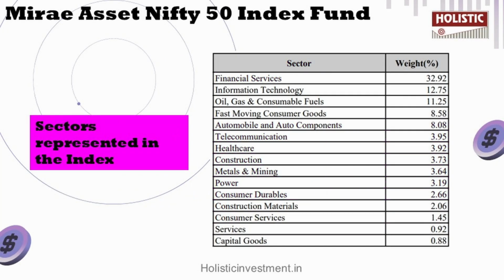Now let's take a look at the sectors this index represents. The sectors it represents are financial services, IT, oil, gas and consumable fuels, FMCG, automobile and auto components, telecommunication, healthcare, construction, metals and mining, power, consumer durables, consumer services, capital goods. The highest weightage is given to the financial services sector with a weightage of 32.92%, while the capital goods sector has the least weightage of 0.88%.